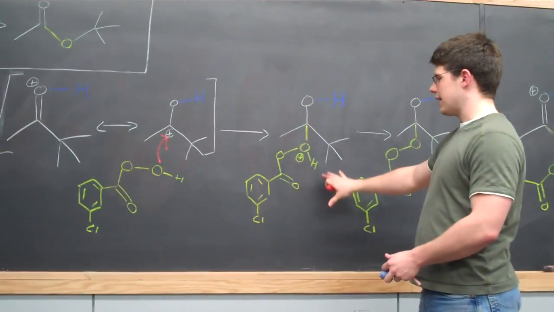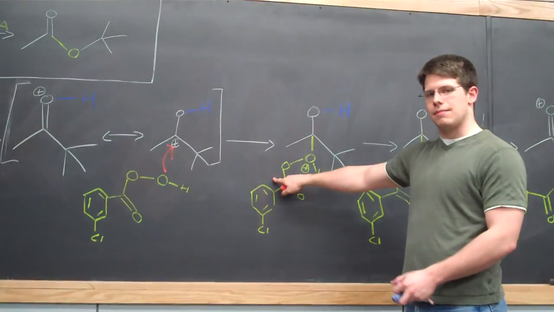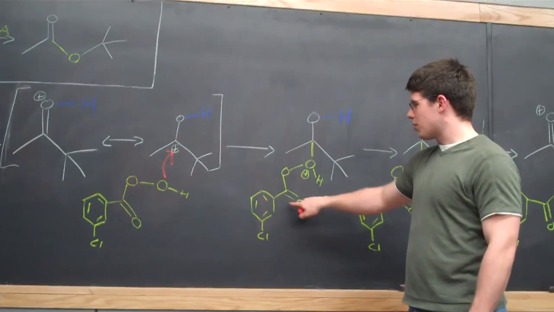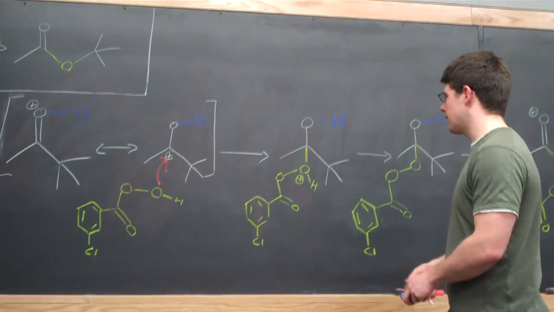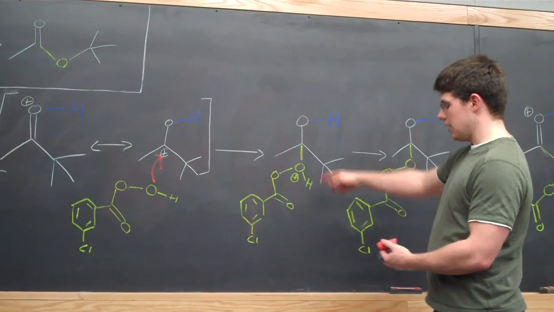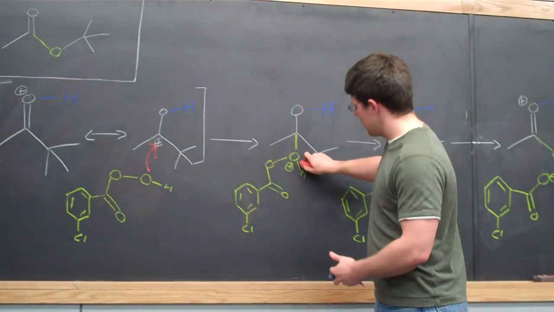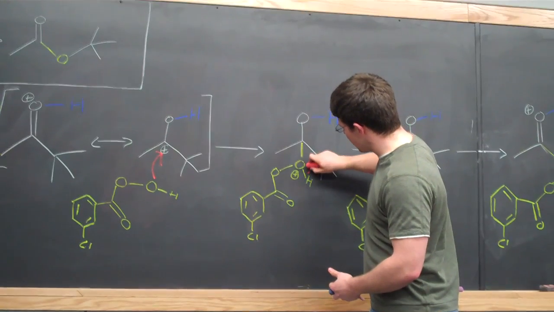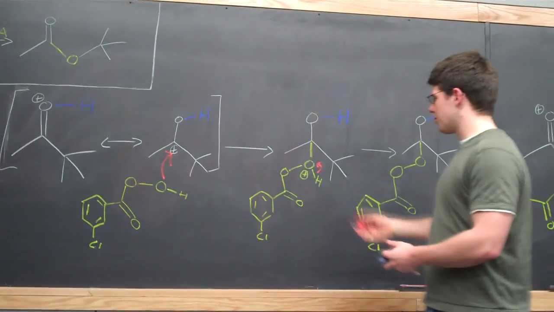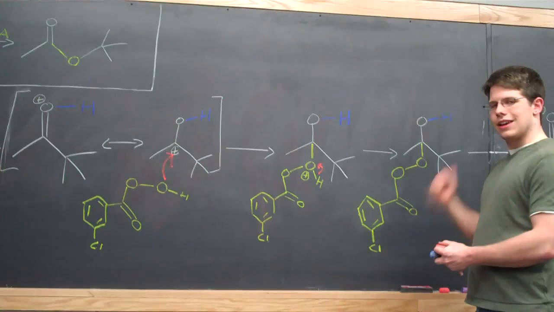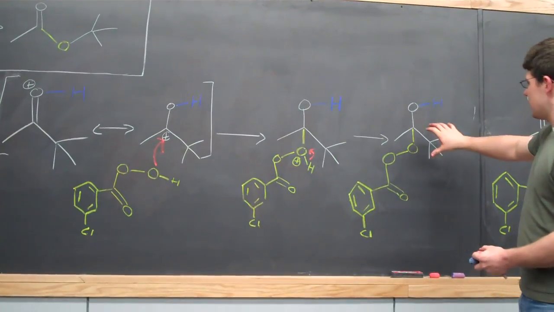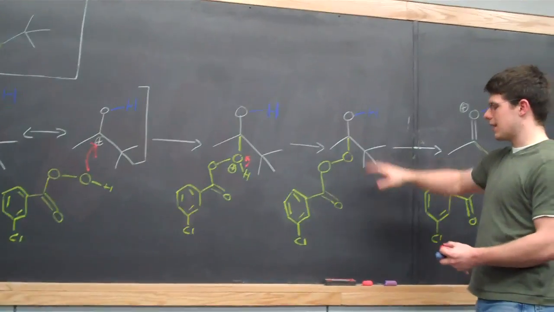this complex. This is the MCPBA, the peroxybenzoic acid. And then from here, the positively formally charged oxygen will regain its neutrality by kicking off that hydrogen and leaving you with this species here. And this is where everything kind of gets interesting.